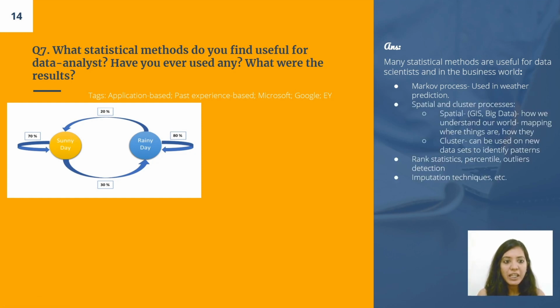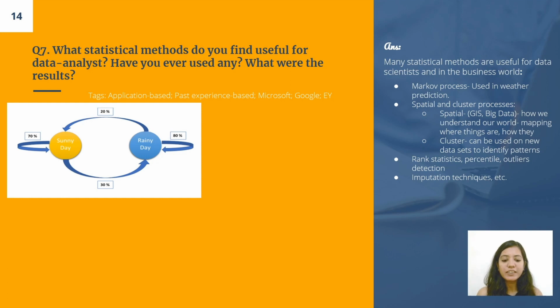Coming to spatial and cluster processes. Spatial process is nothing but how we basically see the world, how we figure out where we are, which is why the most common application of it is in geographic information systems. Every time you open Google Maps and try to find the most optimized route or try to locate, say, medical stores or electronic stores, it uses the spatial process to identify where you are, where items are located, and then tell you the best route possible.